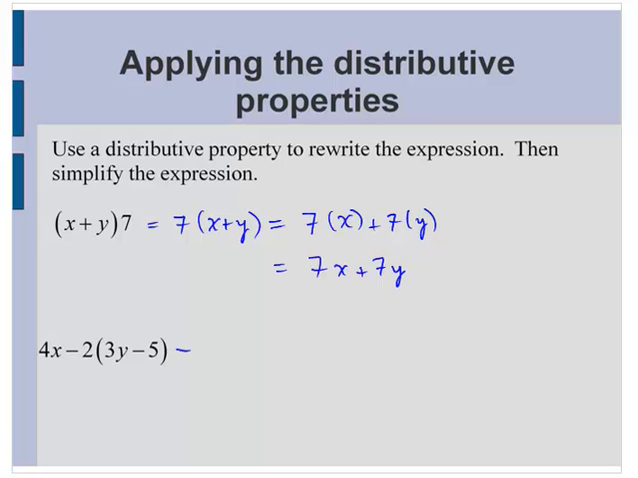Applying the distributive property, well actually, let's leave the 4x alone. Now what I'm going to think here is I have this negative 2 that's being distributed into both terms. So negative 2 times 3y would give me a minus or negative 6y, and the negative 2 times the negative 5 would give me a plus 10.